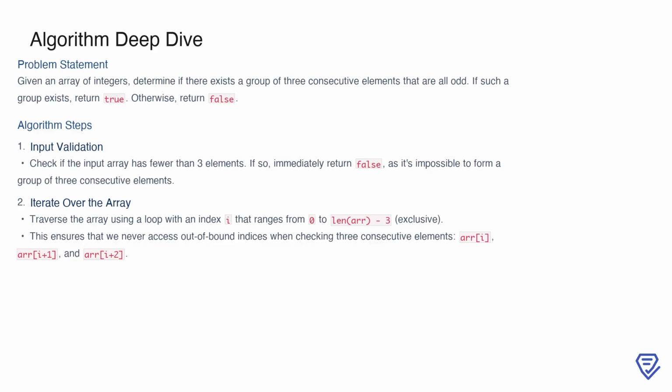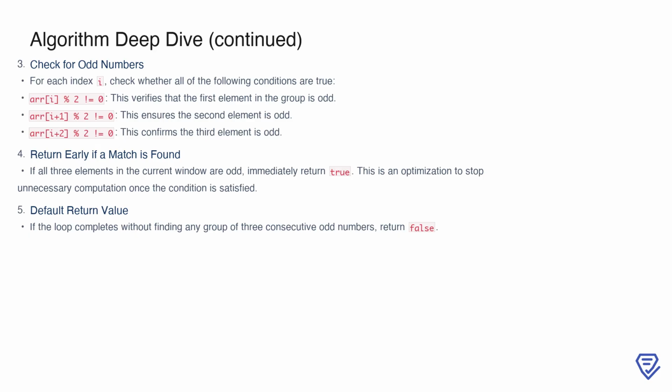The loop runs from index 0 to len minus 3, which ensures that we can safely access 3 consecutive elements without running into out-of-bound errors. This setup allows us to systematically check every possible group of 3 numbers in the array. For each index in the loop, we check whether all 3 numbers in the current group are odd. This involves verifying 3 conditions. The first number, i, must be odd, the second number, i plus 1, must also be odd, and finally, the third number, i plus 2, must be odd as well.